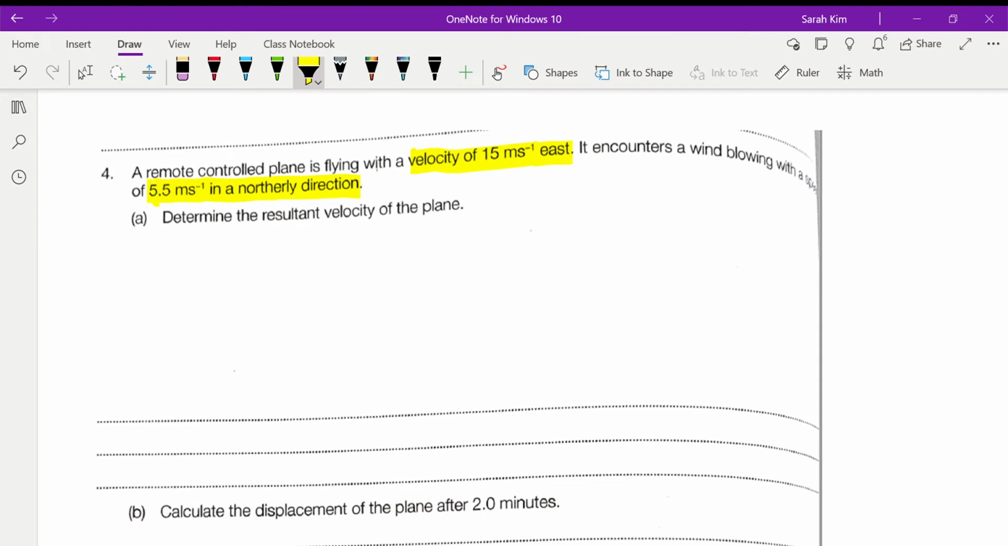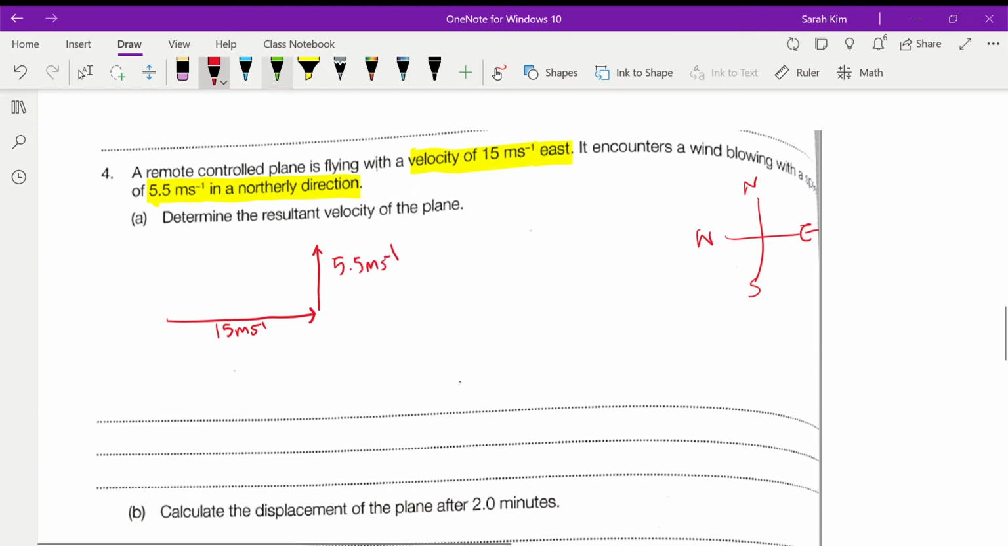So we have to draw a vector triangle. So first of all, starting with velocity of 15 meters per second east, I start like so, 15 meters per second. Then I've got 5.5 in a northerly direction, so it's that way. Alright, so my resultant would be from the start to the end, so that is my resultant vector.